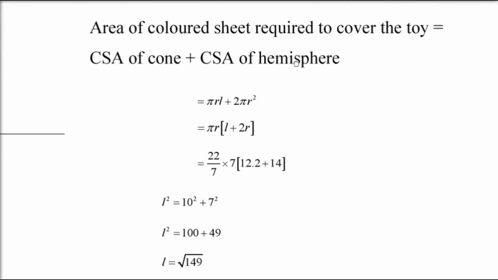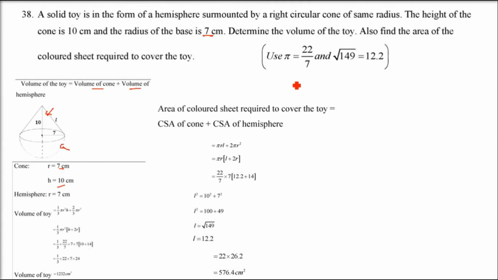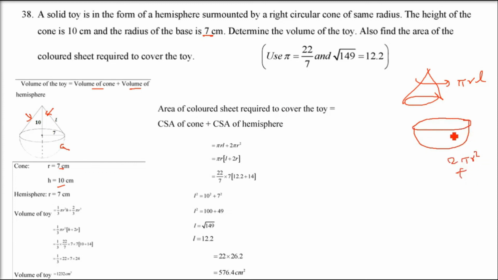Now coming to the area of colored sheet required to cover the toy. We have to find out the curved surface area of both the shapes and then add them. If you have a cone, the curved surface area is what? Pi r L. Pi into r into L, where L is the slant height. And what is the curved surface area of a hemisphere? It's 2 pi r square. We are not adding the upper one, which is the pi r square. Only the curved surface area we need to find out. That is 2 pi r square.